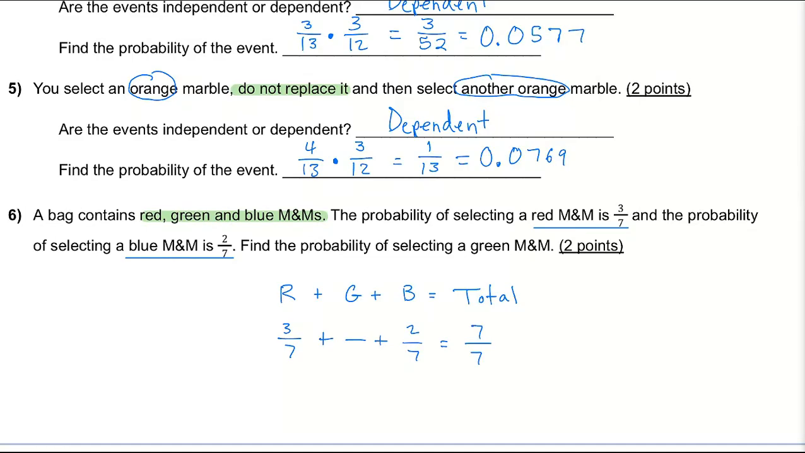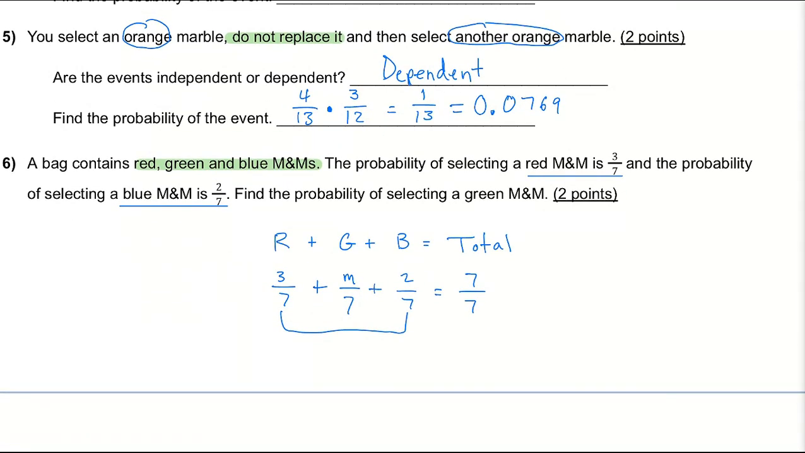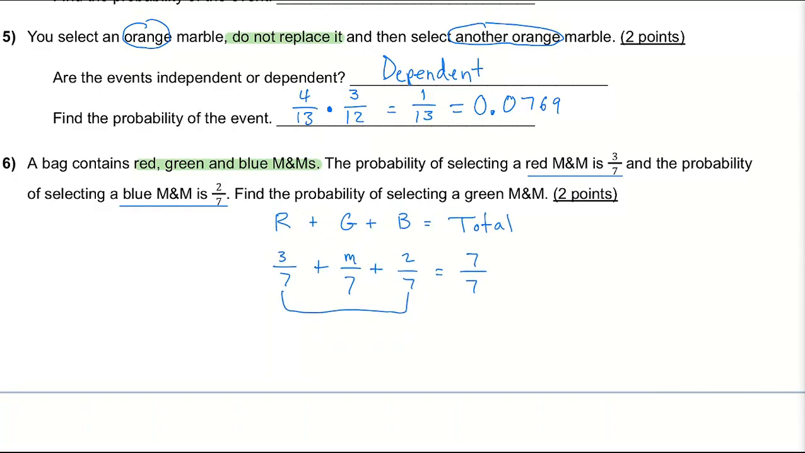So how my brain would work is to say, okay, what is that missing variable? 3/7 plus 2/7 plus what gets me 7 out of 7? Well, you can combine these guys right here, because we're looking to select a green M&M. You can combine those to get 5/7 plus our M over 7 equals 7 over 7. So think to yourself, what 5 plus what gets you 7? And it's 2. I probably even overcomplicated that, but yeah, my variable is 2. So the probability of selecting a green M&M would be 2 out of 7. Yeah, I'm thinking I overcomplicated that. Oh well. That's the front page.